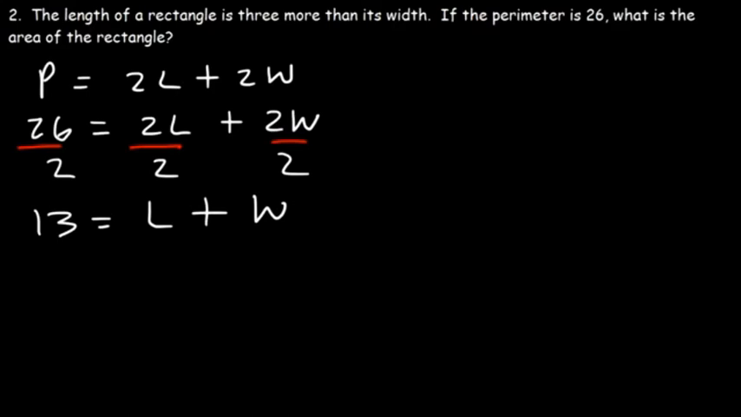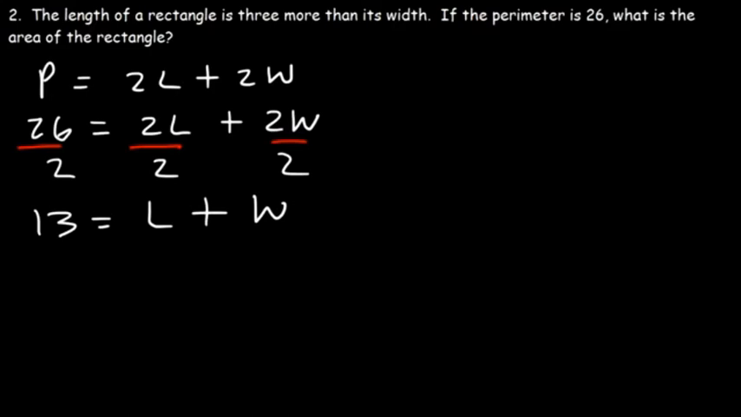And if we divide both sides by 2, 10 divided by 2 is 5. So W is 5. L is 3 more than W, so 3 plus 5 is 8. So L is 8. So we have the width and we have the length. Now we know that the area is length times width, or 8 times 5. So it's 40 square units, and that's the answer.